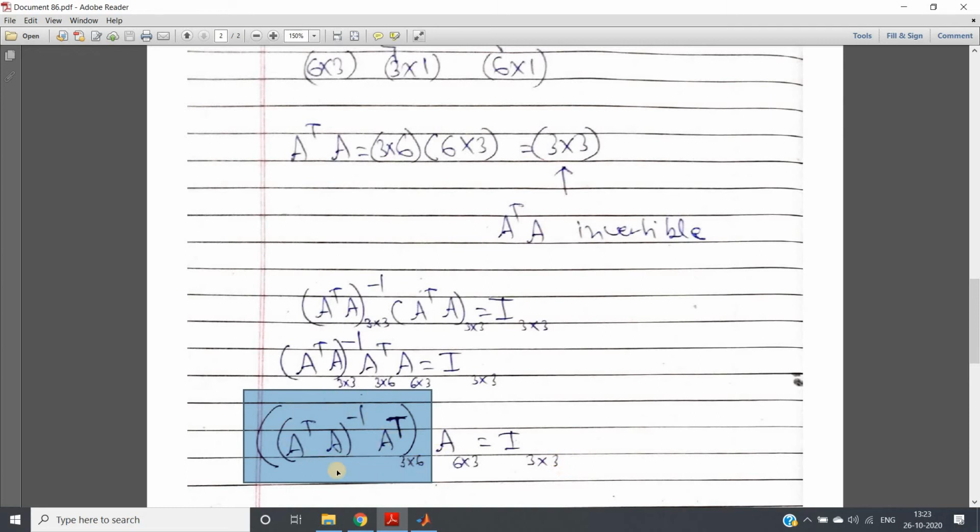Now, if you consider this particular one as a single term, not value, single term because this is a matrix. Value means one single scalar value. Anyway, if you consider this as one matrix, you see what is happening. This term multiplied by A, we are getting identity matrix. That means this is nothing but inverse of A. So see, using some matrix method and mathematical computation, we have created inverse of a matrix for which inverse does not exist, or we have created inverse of a rectangular matrix.